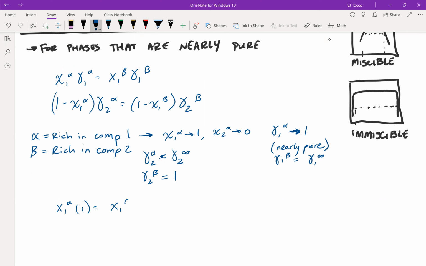So when I make these simplifications, I get x1 alpha times 1 equals x1 beta times gamma 1 infinity, and 1 minus x1 alpha times gamma 2 infinity equals 1 minus x1 beta times 1. So when we have a dilute system, we can measure or estimate the infinite dilution activity coefficients. Again, these are much simpler equations to solve.